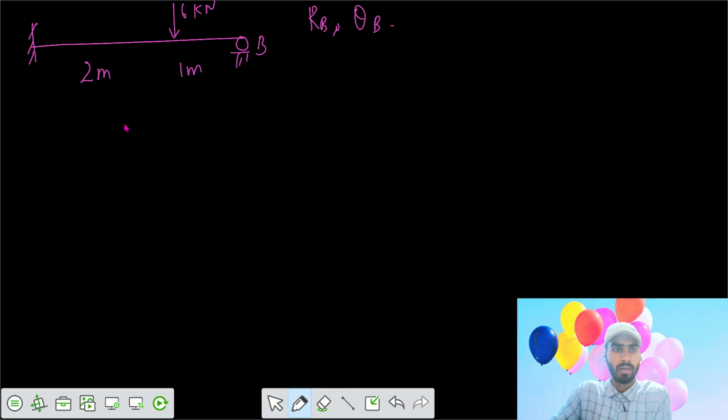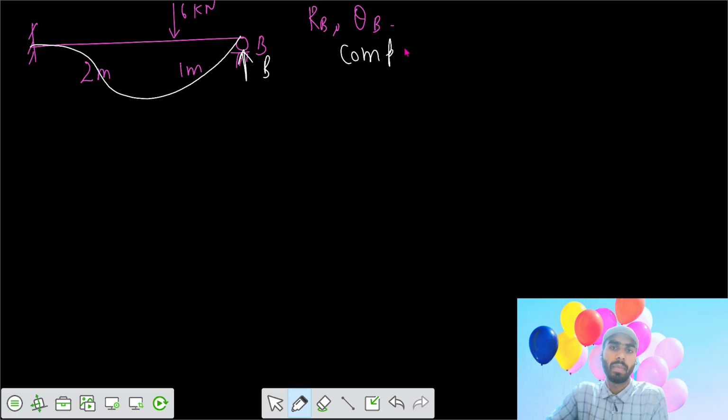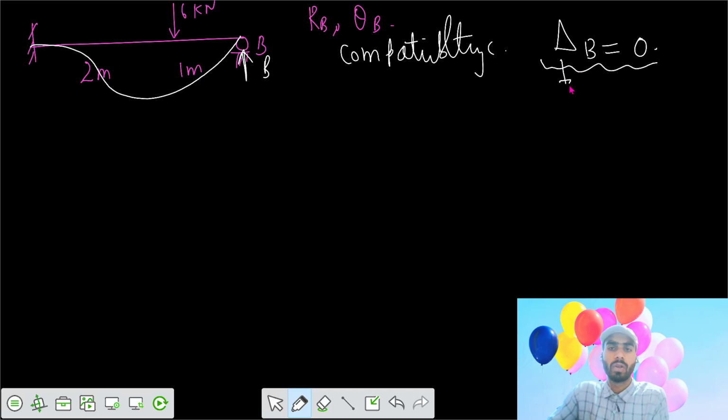If you see the deflected shape of this beam, it would be somewhat this way. At point B, we have that support. There would be some reaction at B. So here delta would be 0. We have that compatibility condition, that delta at B equals 0. This we already know, so this is your known displacement. From the known displacement, you can get the unknown force, that unknown reaction at B.